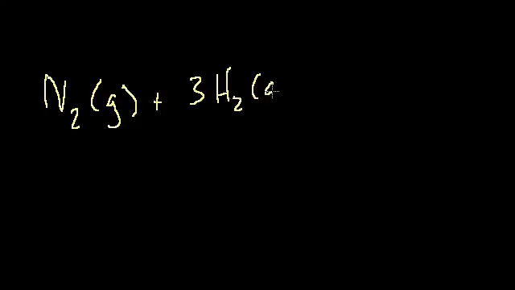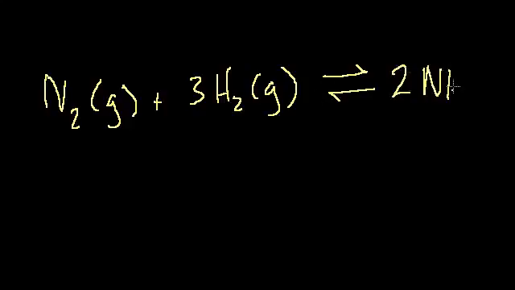Now imagine that we mentioned the Haber process before, and this is the reaction for the Haber process. Nitrogen gas plus 3 moles of hydrogen gas in equilibrium with 2 moles of ammonia gas. Now, what's going to happen if I apply pressure to this system? I'm going to apply pressure.